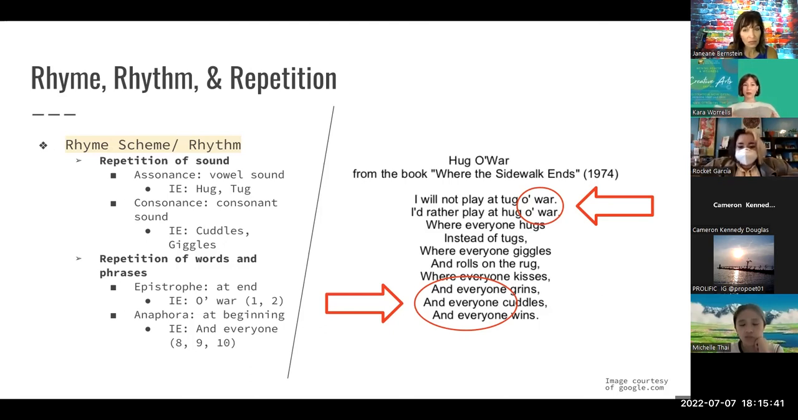That also includes a repetition of words and phrases, like "oh war" at the end of the first 2 lines, and that is considered epistrophe, which is the repetition of words or phrases at the end of a line. And then we also have anaphora in this poem, which is a repetition of words and phrases at the beginning of a line. So like the last 3 lines of this poem: and everyone grins, and everyone cuddles, and everyone wins.